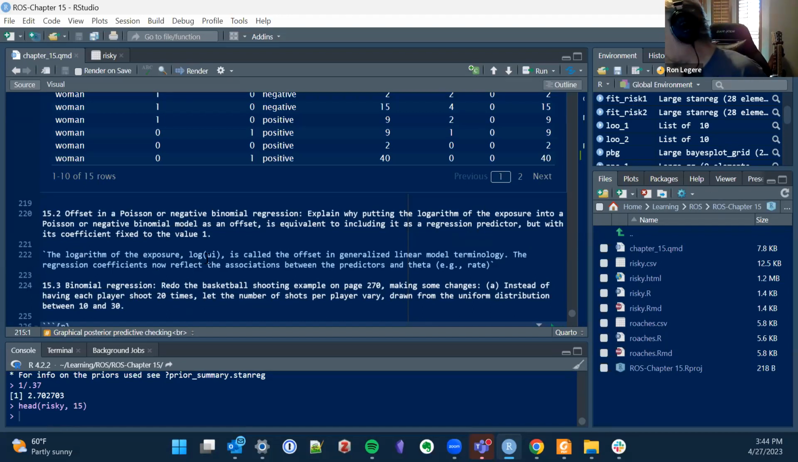I found this in the book or someplace else. When we use the offset, the regression coefficient now reflects the association between the predictors and theta, which is that rate variable, a rate of acts, a rate of traffic accidents or whatever. Other than that, I didn't really come up with anything else, but if you had anything else, I have to think about that more.